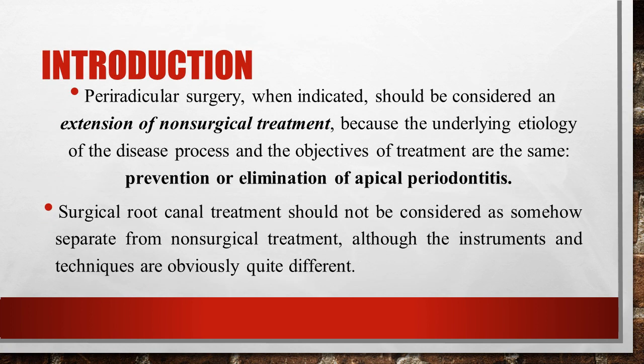Okay. So, what is periradicular surgery? It is supposed to be considered as an extension of your non-surgical treatment. By non-surgical treatment, I mean your regular endodontic therapy. So, why is it considered as an extension? Because the objectives of your treatment are going to be the same. At the end of the day, even with your surgery, you wish to prevent or eliminate the formation of apical periodontitis. So, it should not be considered as something separate from your non-surgical treatment. It should be considered as just an extension, even though the instruments and the techniques which are used are going to be different.